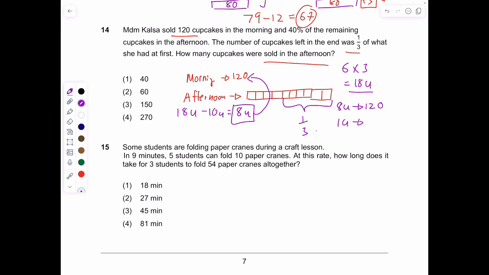1U would be 120 divided by 8, which is 15. So in the afternoon, she sold 4 units. So therefore 4U would be 15 times 4, and my answer would be 60. Answer 2.